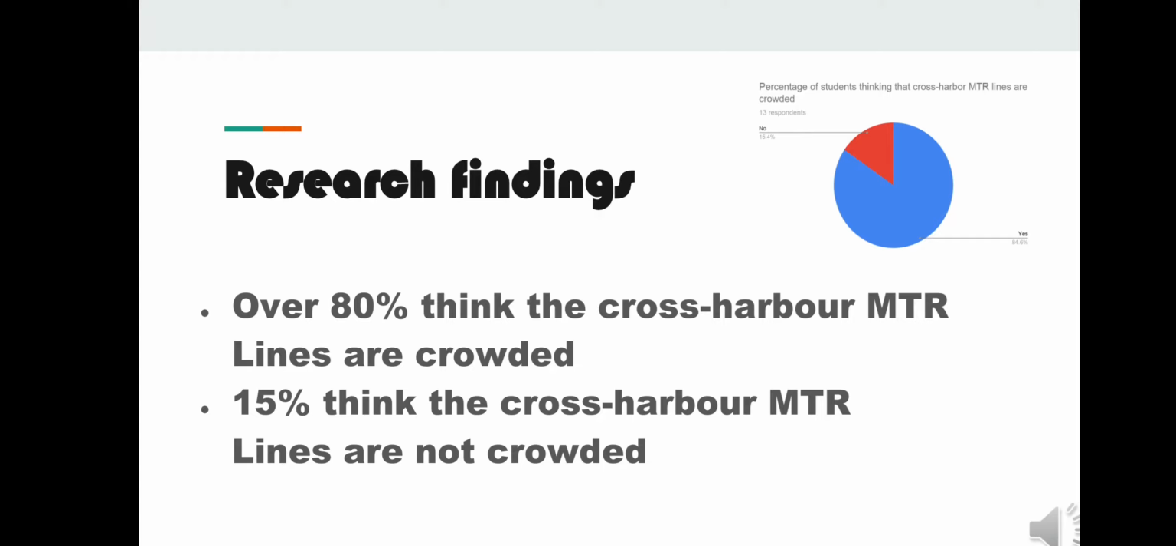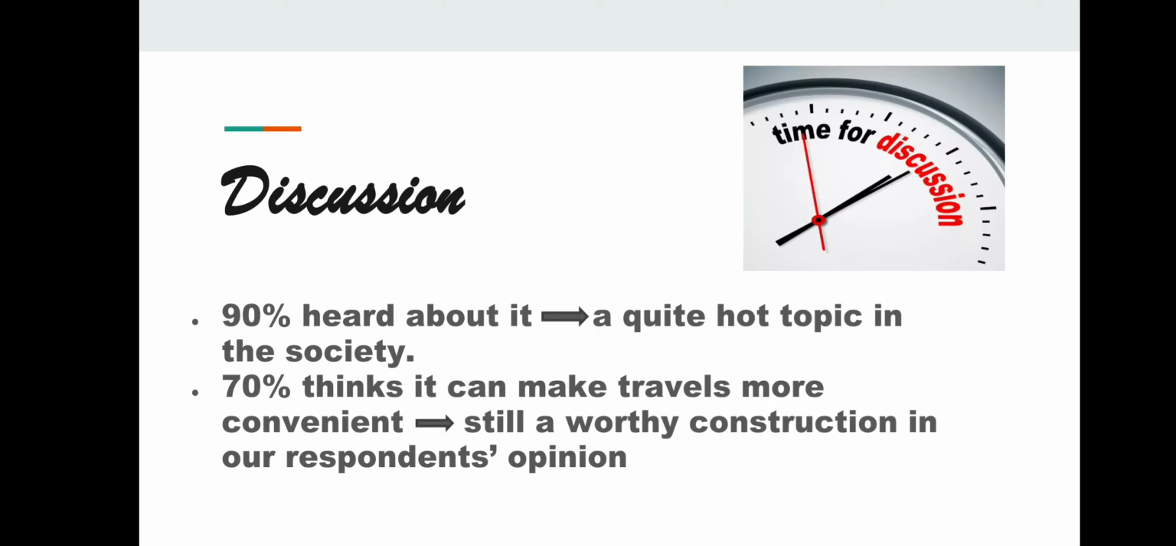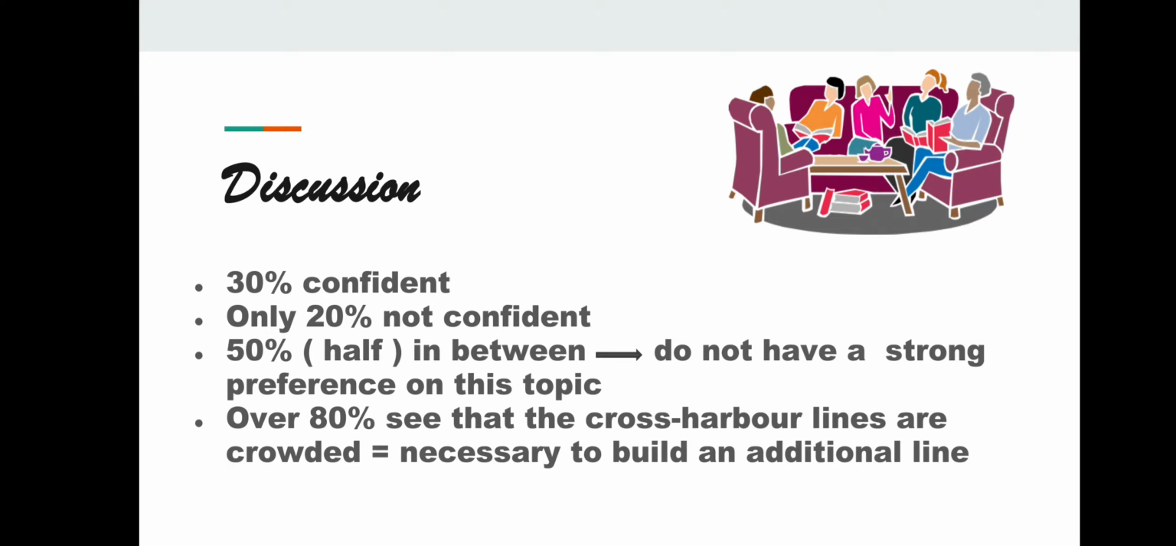Over 80% of people think the cross-harbor MTR lines are crowded, and 50% of people think the cross-harbor MTR lines are not crowded. There are 90% who heard about it, which means it is a hot topic. There are 70% who think it can make travel more convenient too. There are 30% of our respondents who are confident in the SCL, and over 80% of them saw that the cross-harbor lines are crowded, which means it is necessary to build an additional line.